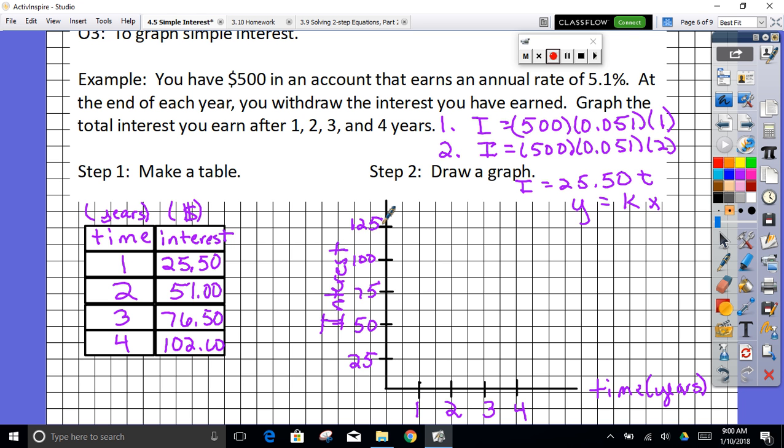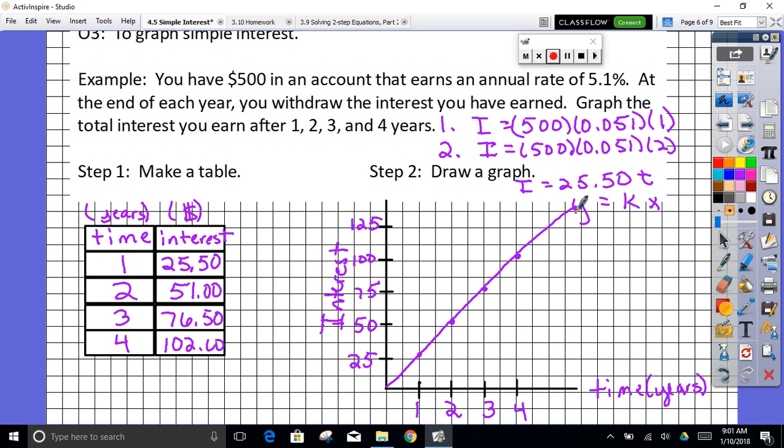So after 1 year, we have $25.50. That's like almost on the 25. After 2 years, we have $51. That's just slightly above the 50. After 3 years, we have $76. That's just above the 75. And after 4 years, we have $102. Again, just above the 100. So it does form a straight line, which we could continue, and then we could use this graph to predict future amounts. Okay, any questions about that?